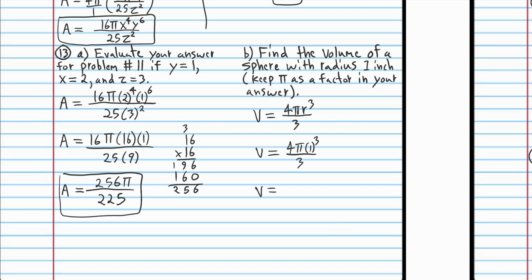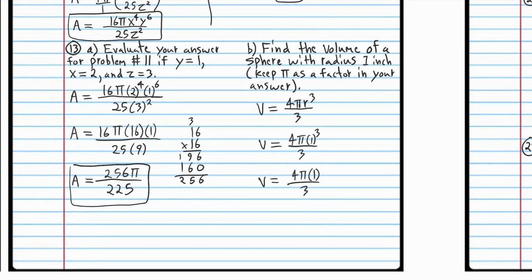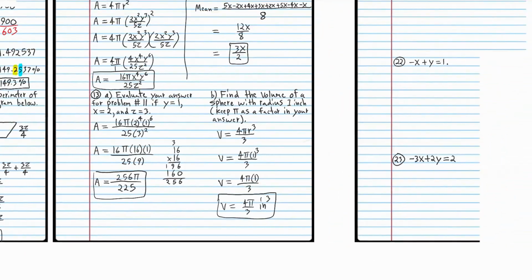And then volume equals, and then 1 to the third power is just 1, so we have 4 pi times 1 over 3. And of course 1 times 4 pi would just be 4 pi. And so we're left with 4 pi over 3. But we're given a unit here. It says inches. So we're going to write IN for inches. But it's a volume, so it's going to be inches cubed. So again, that was just an evaluation problem. You just plug in 1 and evaluate. All right.